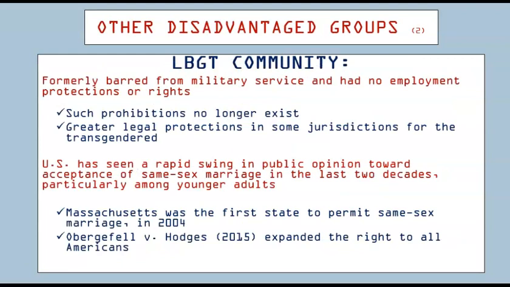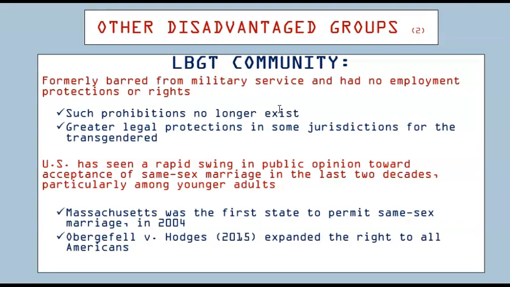All right. So other disadvantaged groups also include the LGBTQ community. It was formerly barred from military service and had no employment protections or rights. These prohibitions no longer exist, although there was some question there for a little bit. But they have greater legal protections in some jurisdictions for the transgender. The U.S. has seen a rapid swing in public opinion towards the acceptance of same-sex marriage in the last two decades, particularly among younger adults. And there's a graph in your book that shows that back in the 90s, it was not as acceptable, and it's just skyrocketed since then.